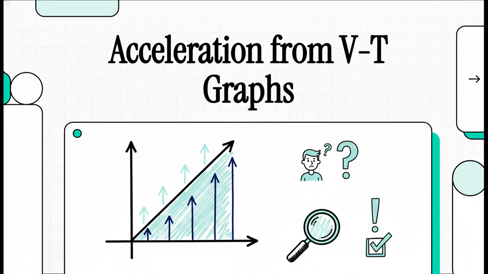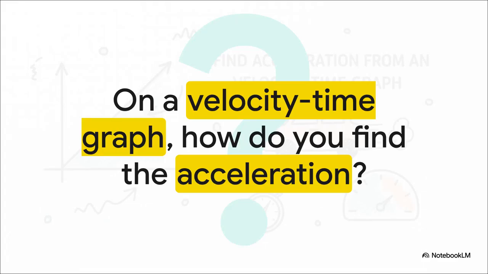Let's dive in. Okay, so you get a graph just like this on a test. You see that line going up, so you know the velocity is changing. And if velocity is changing, you know there's got to be some acceleration happening. The big question is, how do you actually pull that number out of the graph? What's the right move here?